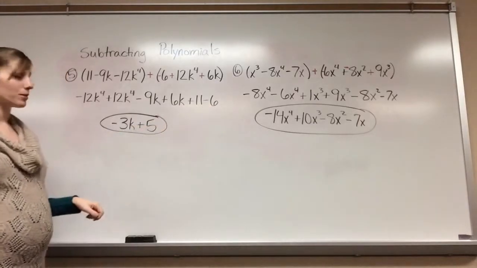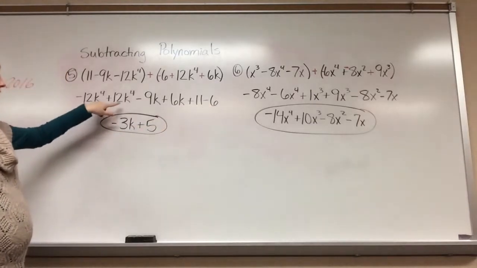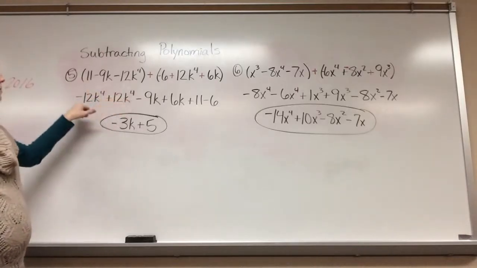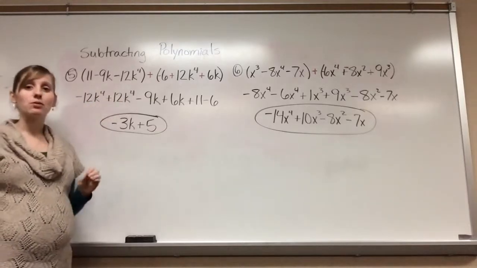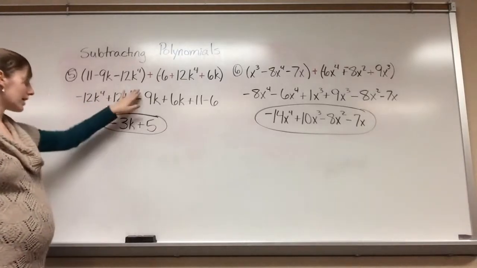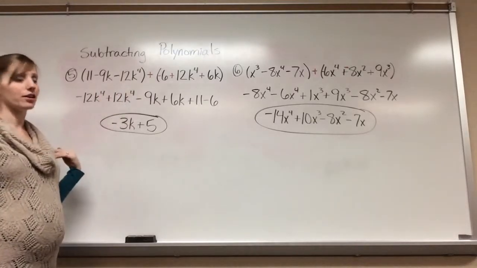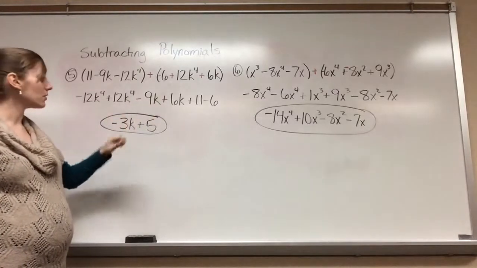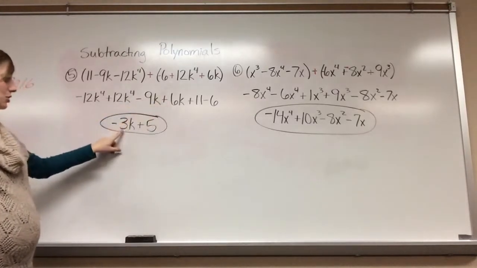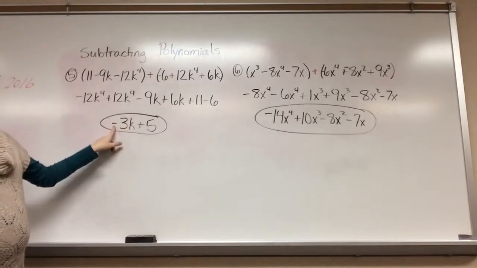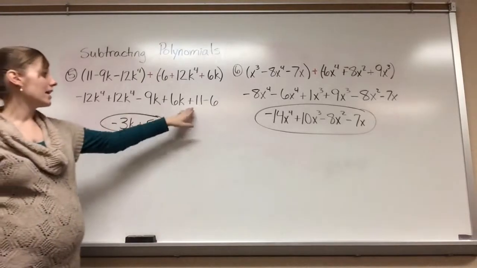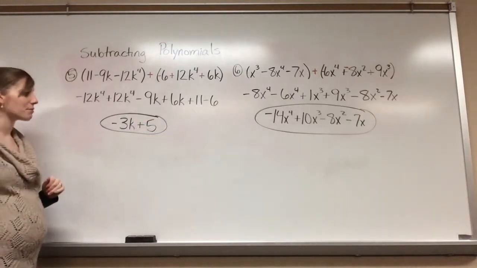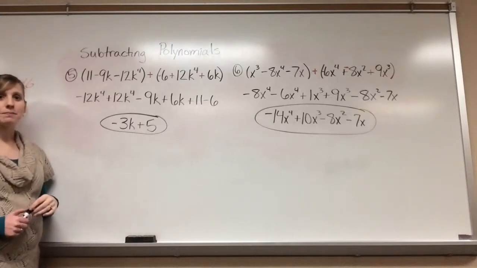And then I combine like terms. Negative 12 and positive 12, I can combine those because the letters are exactly the same with the same exponent. But negative 12 and positive 12 is 0, so I found that those actually canceled. So I got rid of k to the 4th altogether. It's no longer in my problem. Negative 9k and positive 6k, when I combined those, the signs were different, so I did subtract, and I kept the sign of the larger number, so I got negative 3k. And then 11 minus 6, I got positive 5. So my answer was negative 3k plus 5 for problem number 5.